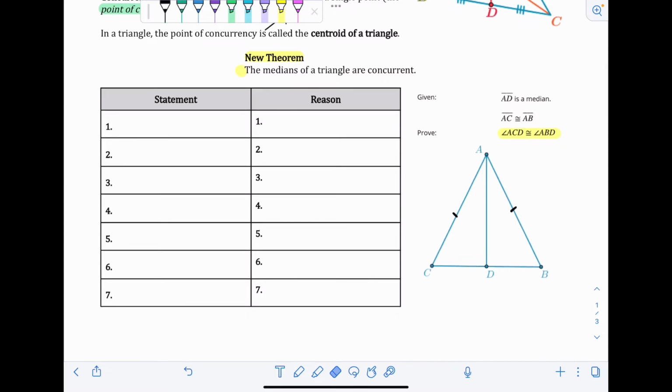Okay, so remember always stating what's given to us first. It doesn't matter which part you state first. I'm just going to put the first line, segment AD is a median.